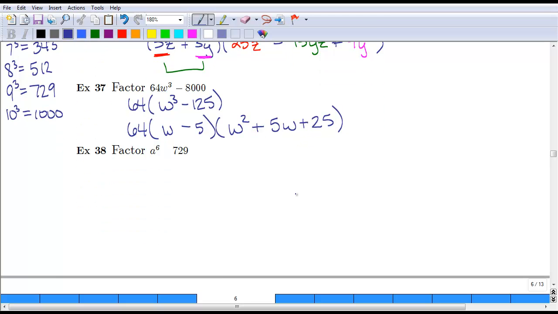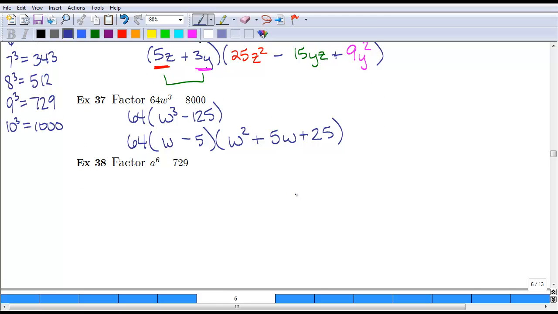We have one last example here, and there should be a negative sign. The reason I bring up this example is because we've got an a to the 6th, meaning that it is a perfect cube because the exponent is divisible by 3. It is also a perfect square because the exponent is divisible by 2. 729 is also a perfect square and a perfect cube. Anytime you have this type of problem, you want to take the perfect squares first, and you can only do a perfect square if it's a difference, and then do the perfect cubes if possible.